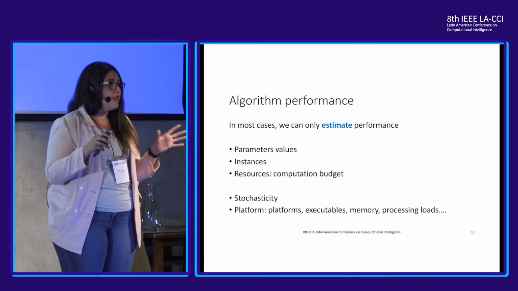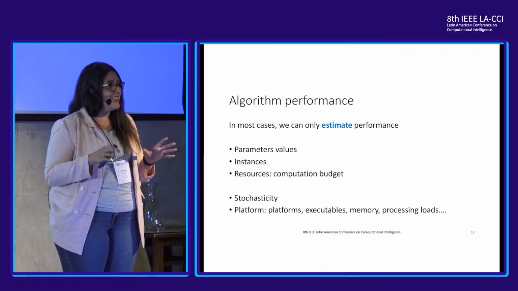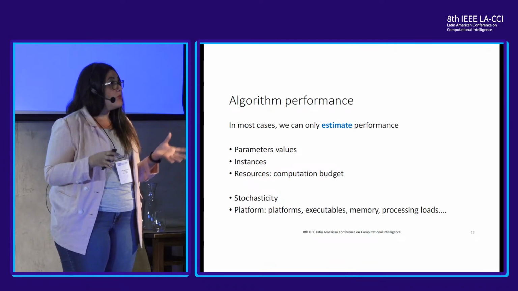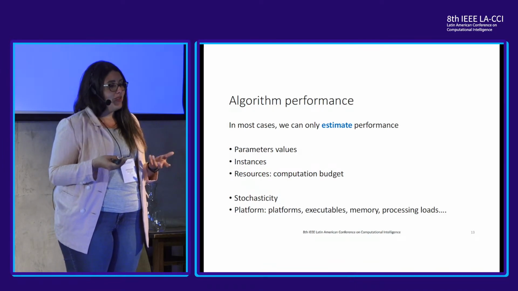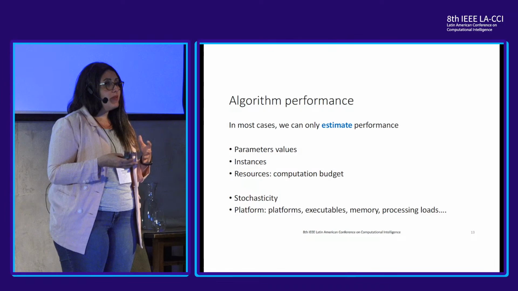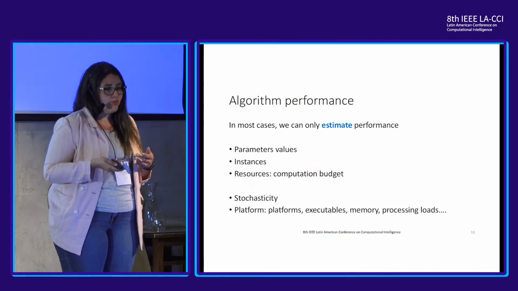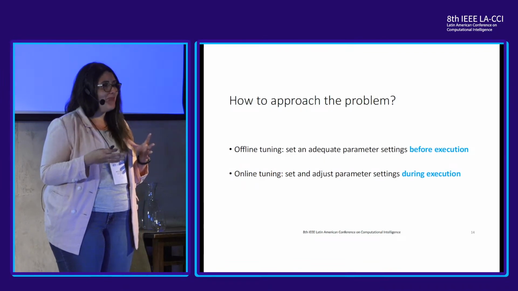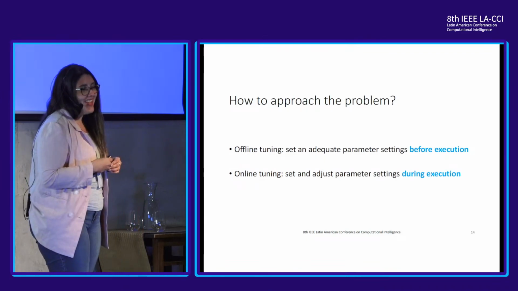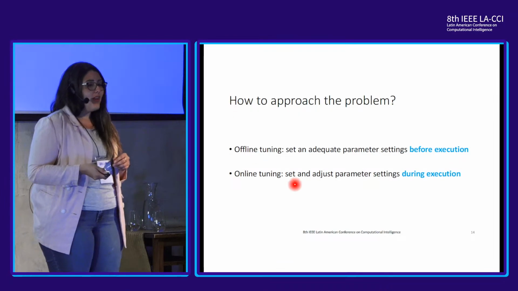And then we also have these other things that are bothering us in optimization, but also in machine learning, for example, when we train models. Stochasticity, and sometimes when we change platforms, algorithms change performance too. I will show you, so you can believe me that this is the case. So we are going to focus on offline tuning here.